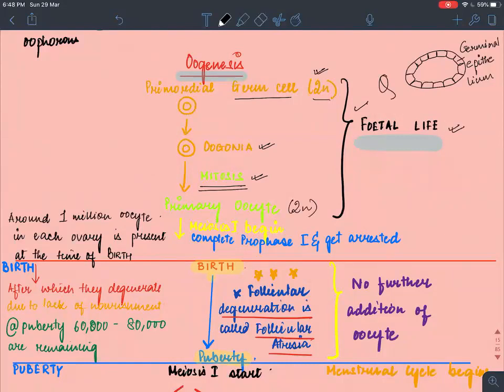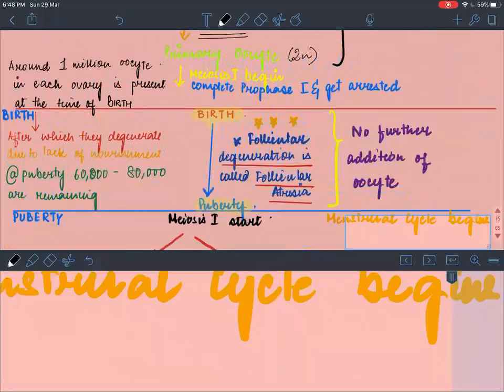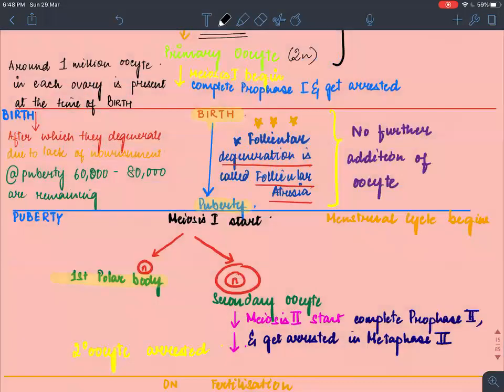Okay, now this primary oocyte will again, during the fetal life, enter meiosis. It will start meiosis and it will complete its prophase 1 and will stop division. So it will start meiosis 1 and will be arrested by completing prophase 1.